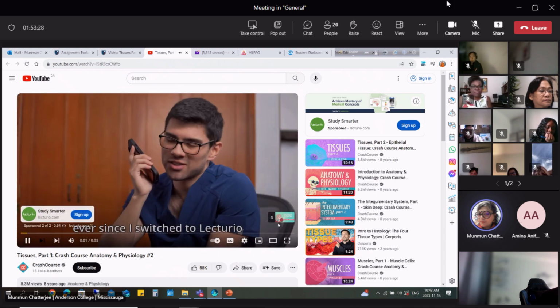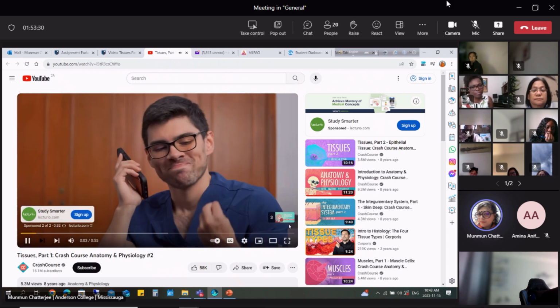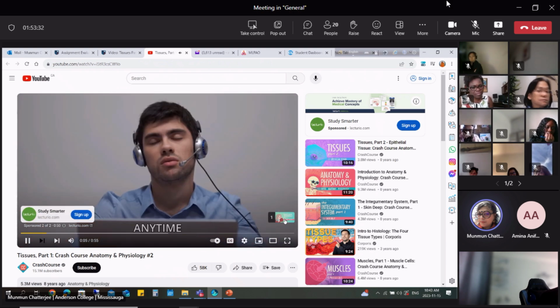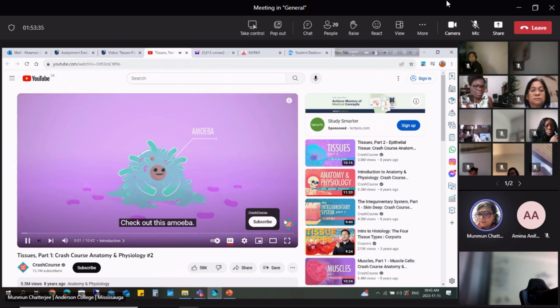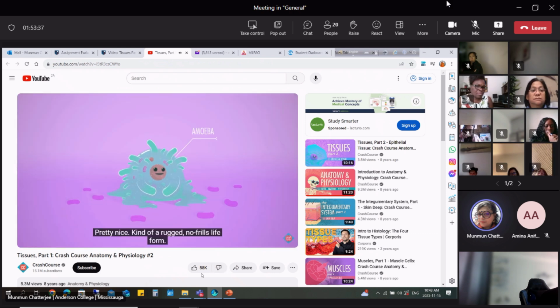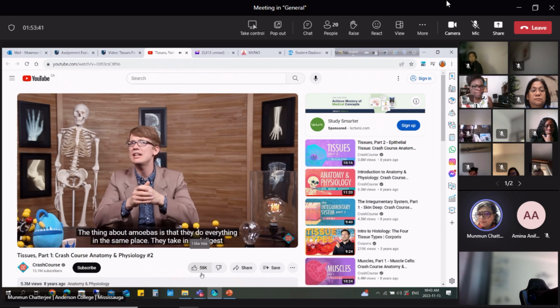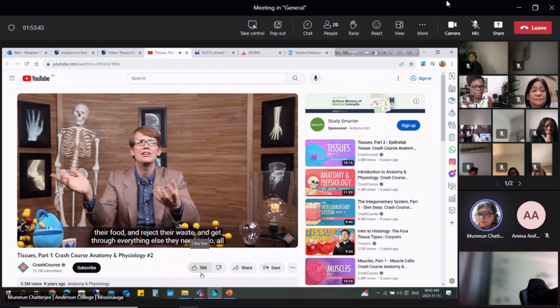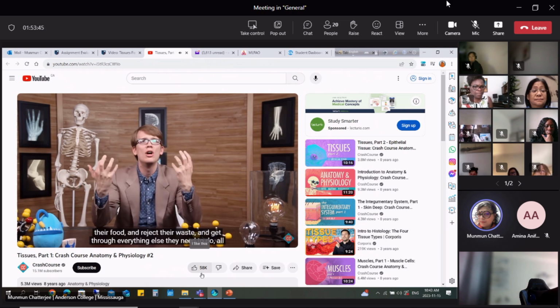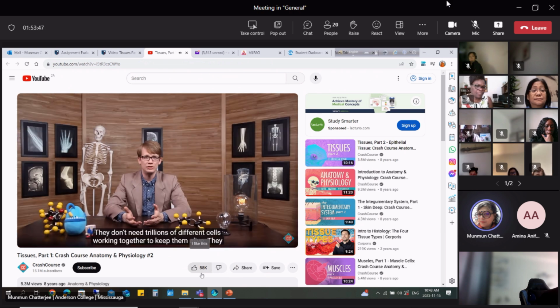So as I was saying, ever since I switched to Lecturio, I've felt empowered, like I can study anytime. Check out this amoeba. Pretty nice. Kind of a rugged, no-frills life form. The thing about amoebas is that they tend to do everything in the same place. They take in and digest their food and reject their waste and get through everything else they need to do all within a single cell. They don't need trillions of different cells working together to keep them alive.